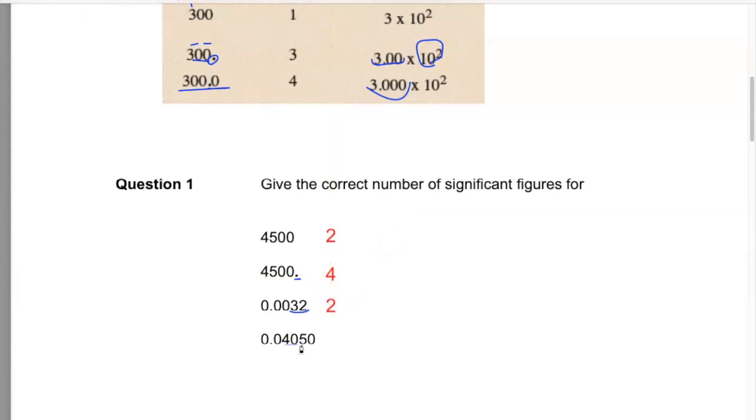Again, sandwiched between the 2 numbers, the 0 counts. Trailing behind it, after the decimal, that does count. Therefore, that's also 4 sig figs.